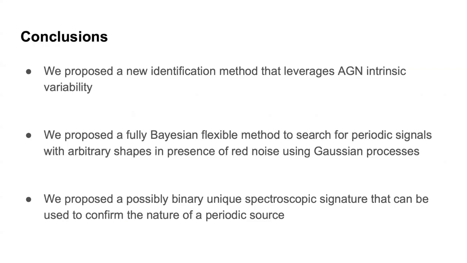We proposed a new identification method that leverages AGN's intrinsic variabilities for massive black hole pairs at large separation. We proposed a fully Bayesian flexible method to search for periodicities with arbitrary shape in presence of red noise. And lastly, we propose a possible binary mixed spectroscopic signature that can be used to confirm the nature of a periodic source. And yeah, that's it.